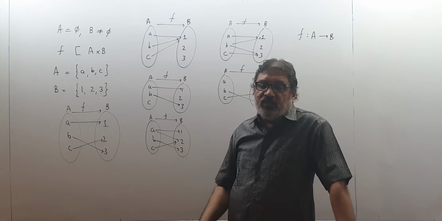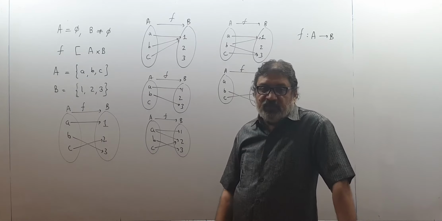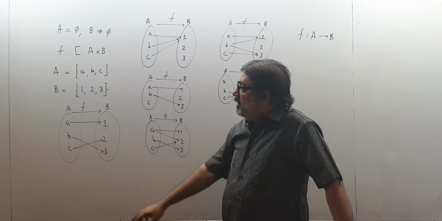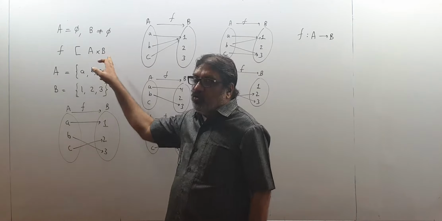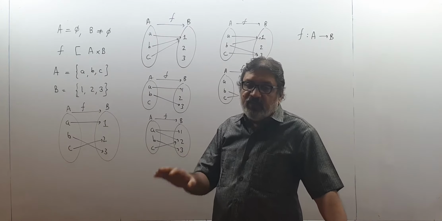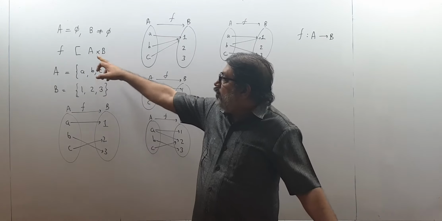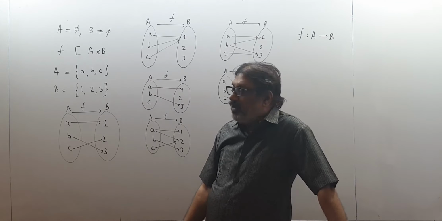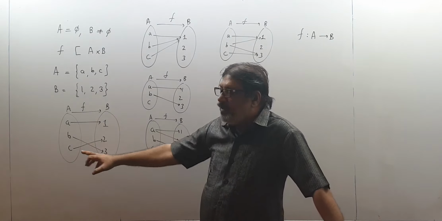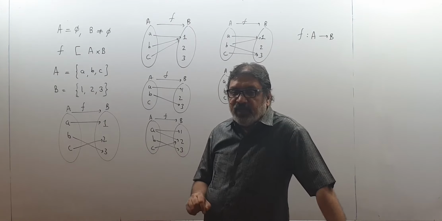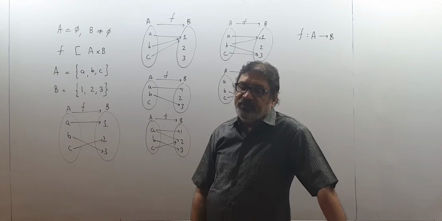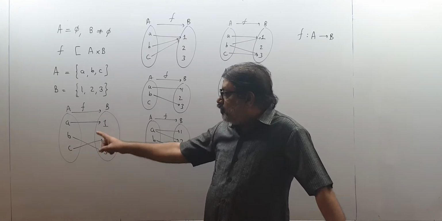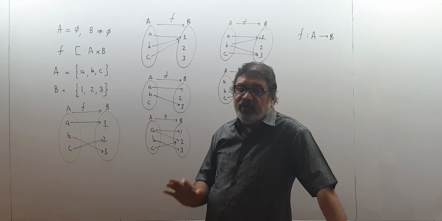Now what are the conditions for F to become a function? See children, this will be called domain, this will be called codomain of the function if it is really a function. The first set domain, second set codomain. If every element of domain, now listen carefully, every element of domain should correspond to a unique element of codomain.